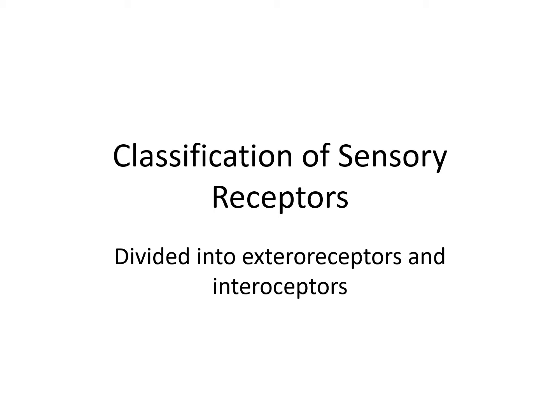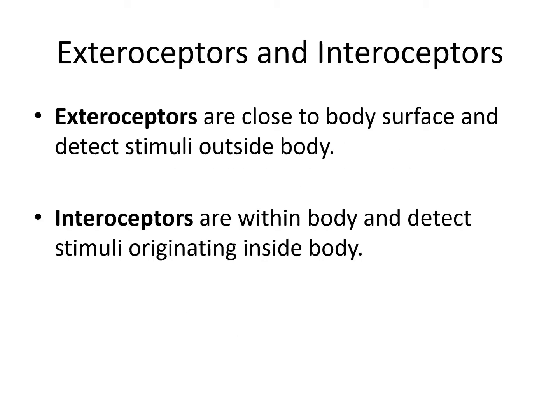Now, the different ways of classifying sensory neurons. One way of classifying neurons is by their location in the body. And these are the exteroceptors and interoceptors. Based on these prefixes, you can get an idea of what they mean. Exteroceptors are close to the body's surface and detect stimuli external to the body. Interoceptors are within the body and detect stimuli originating inside the body. So this is a very general way of classifying receptors, whether they're inside the body or close to the surface.